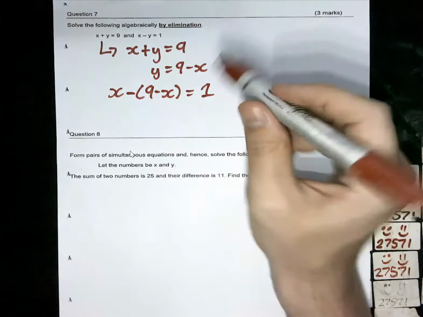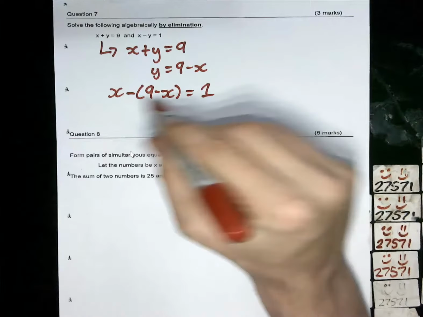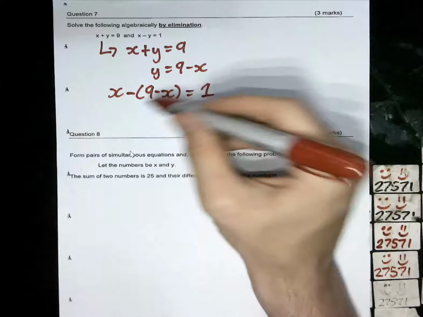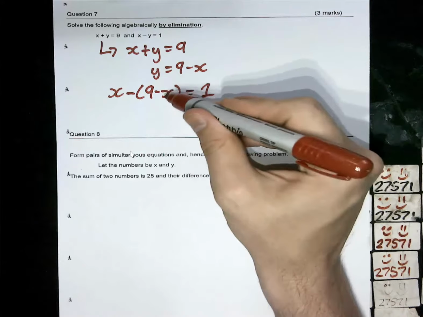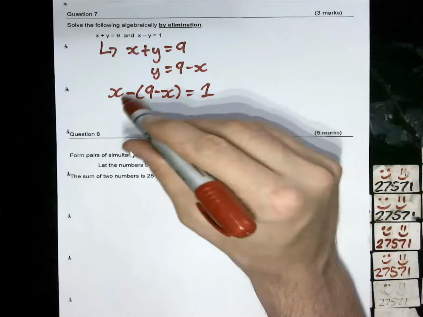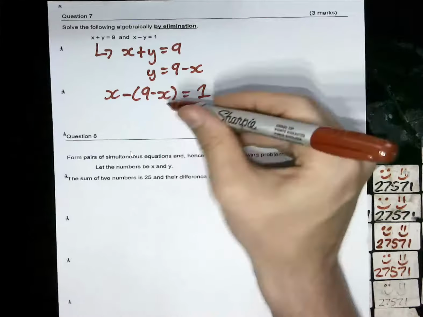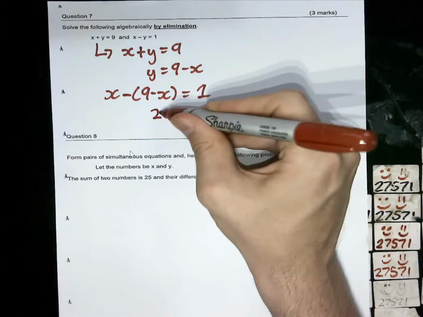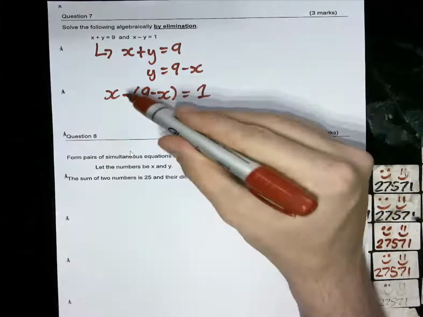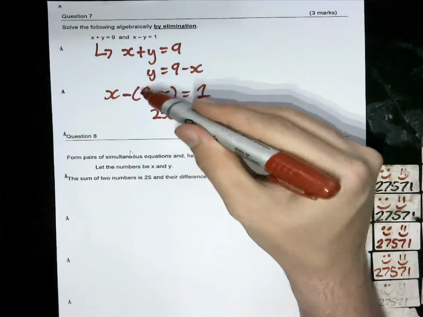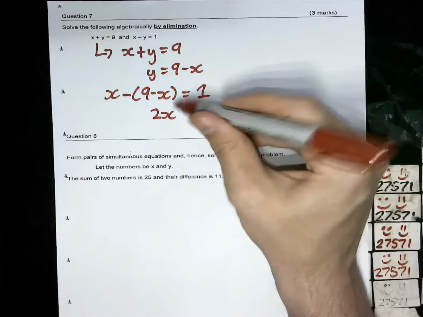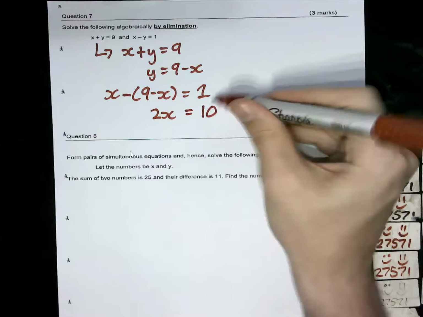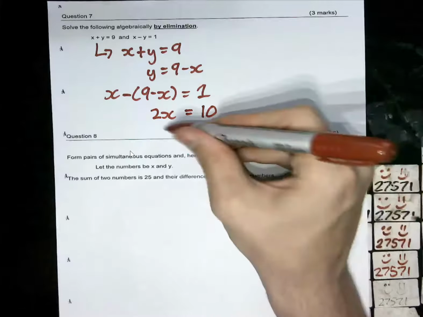So if you combine these, you've got to be kind of careful here, because you've got a negative sign in front of this bracket which reverses the sign of everything in there. So if you take away this negative x, you'll end up with a positive x. So x and x is 2x. This negative applies to the 9, so yep, negative 9. To get rid of that, we'll have to add 9 to both sides. So we've got 2x equals 10. Divide both by 2, x equals 5.